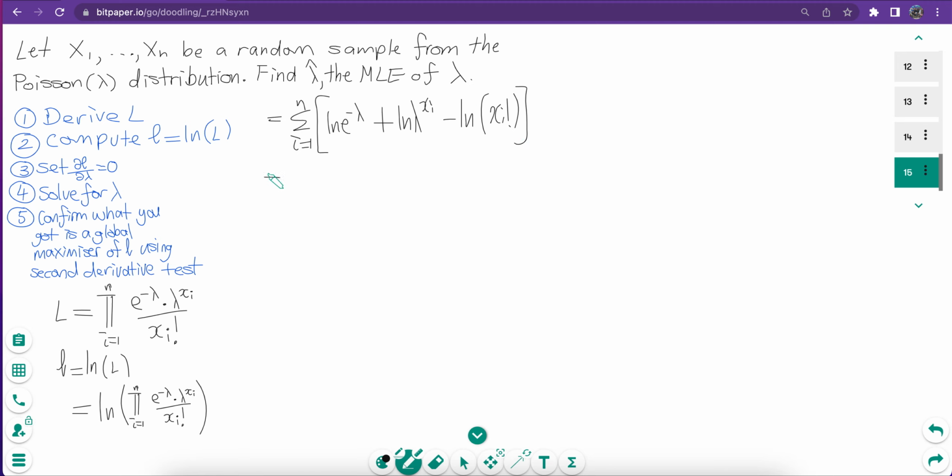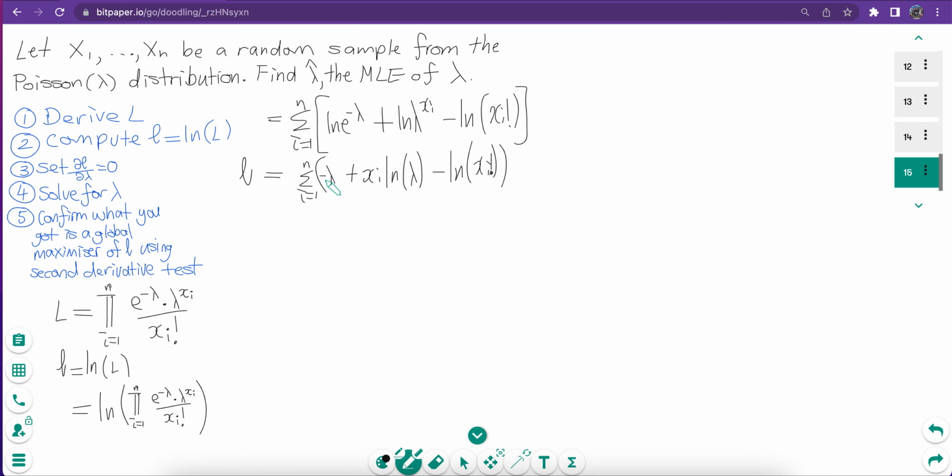We can carry on. So we know that this is the sum from i equals 1 to n of, well, the exponent comes down the front. So that becomes negative lambda ln of e. ln of e is just 1. And this is going to be plus x sub i comes down to the front. You're left with ln lambda, minus ln x sub i factorial inside there. Okay. And that is L.